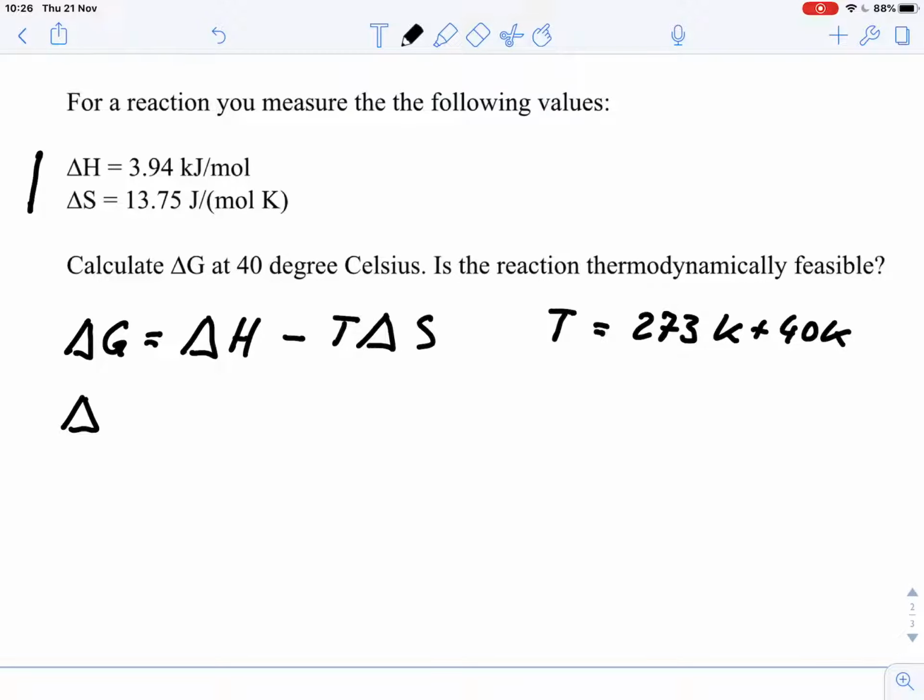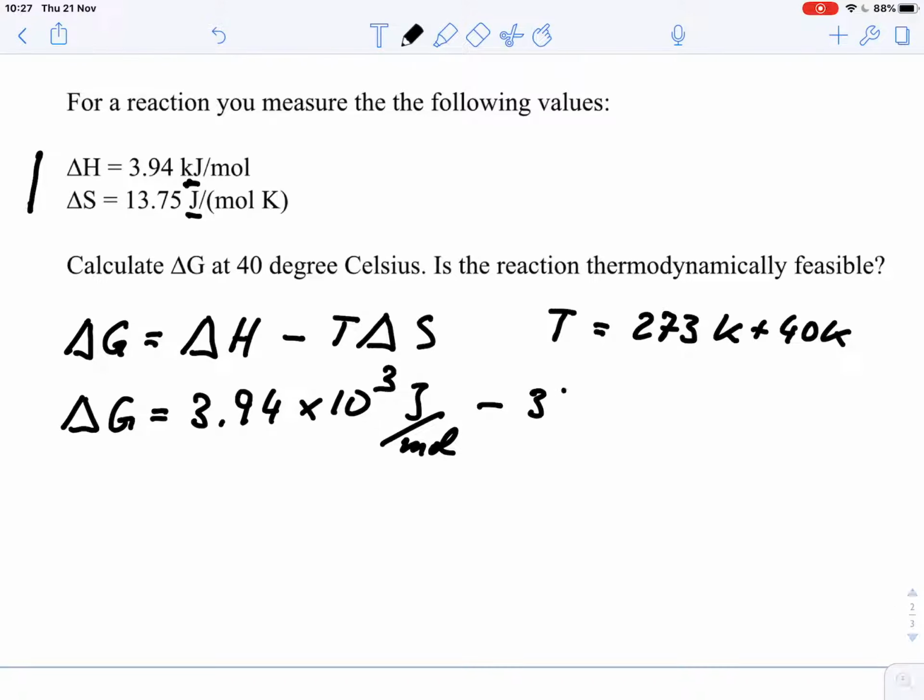So with these numbers we get delta G equals, we also need to remember that here we have kilojoule, whereas delta S is in joule, so we can write this as 3.94 times 10 to the power of 3 joule per mole, that's converted from kilojoule, minus our T, that is 313 Kelvin times 13.75 joule per mole and Kelvin.